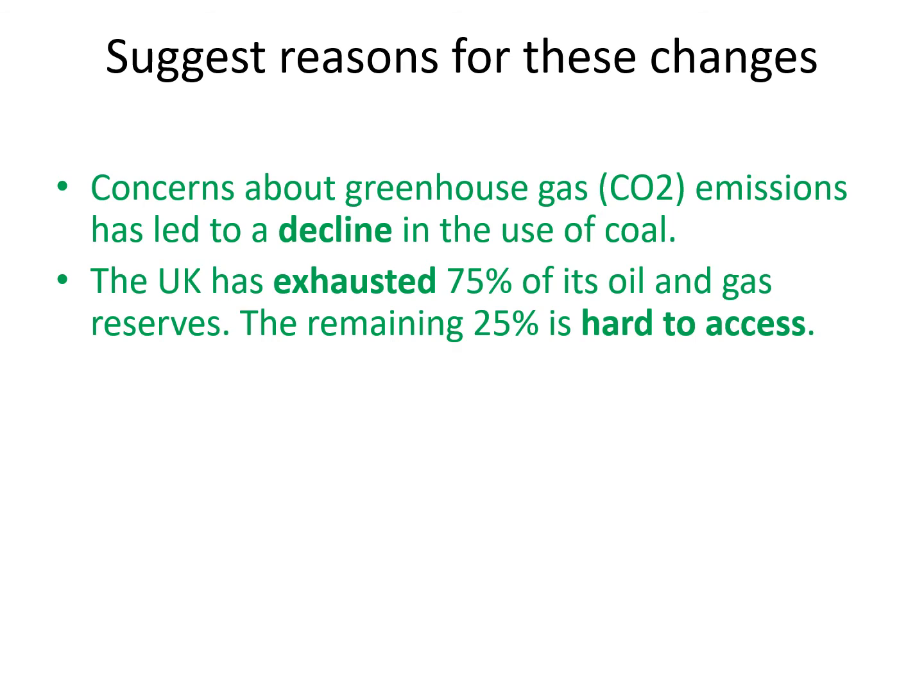Secondly, the UK has exhausted 75% of its oil and gas reserves. So we had plenty, but we've used 75% up. We've not got much more left. And the bit that's left is really hard to get to. So it might be in really, really remote places where there's no roads to get to it. It might be in the sea, for instance. It might be in mountainous areas. It's in places that are really hard to get to, which makes it very expensive to try and get it. And therefore, people are a little bit less wanting to get it because of the costs associated with it.